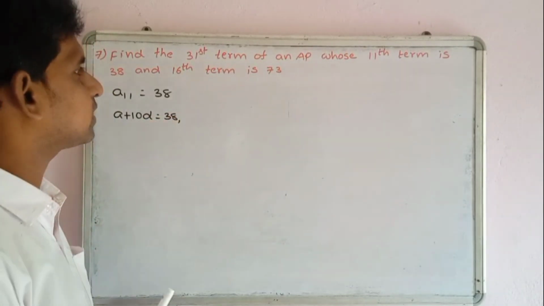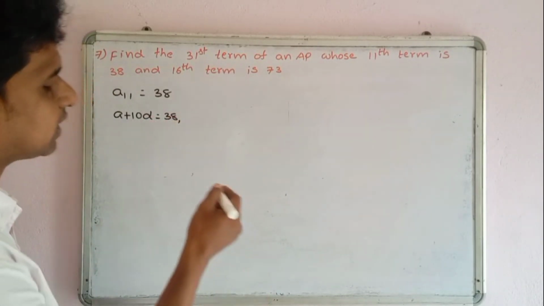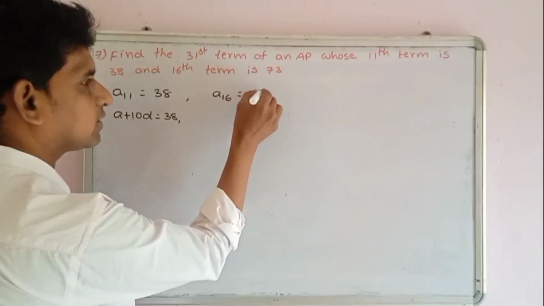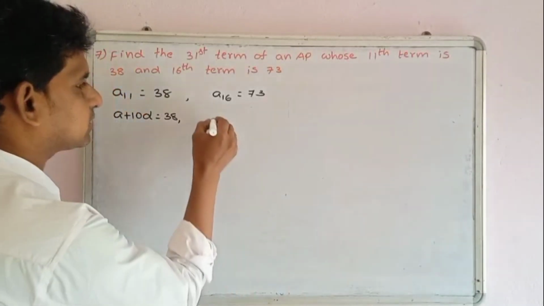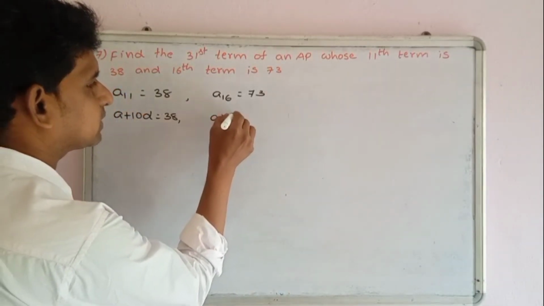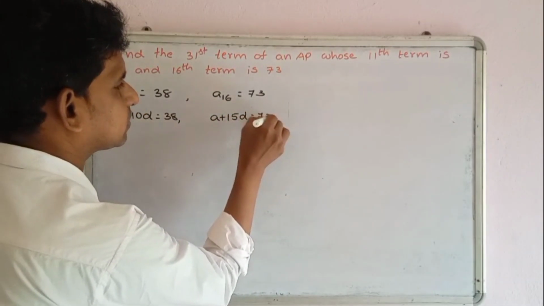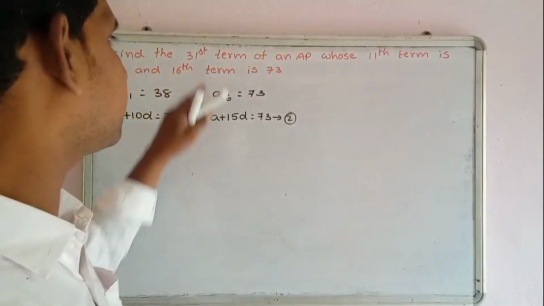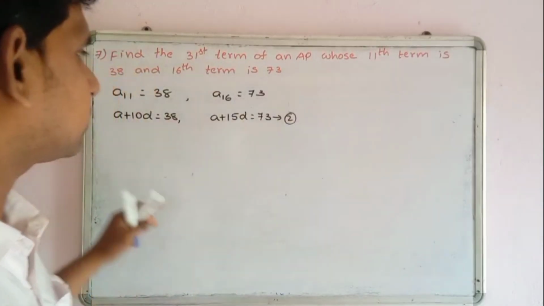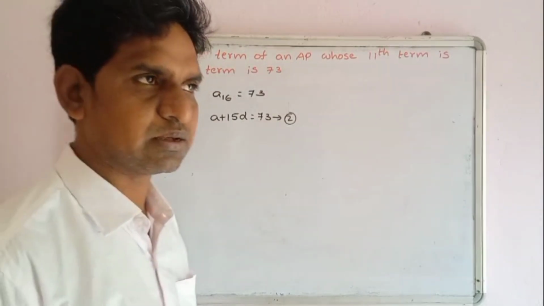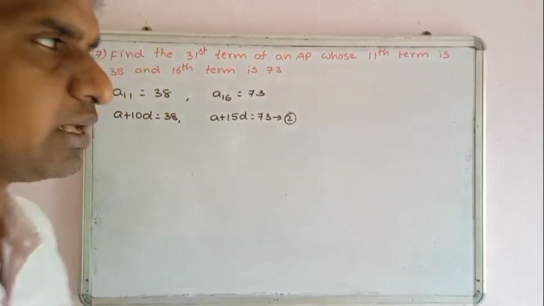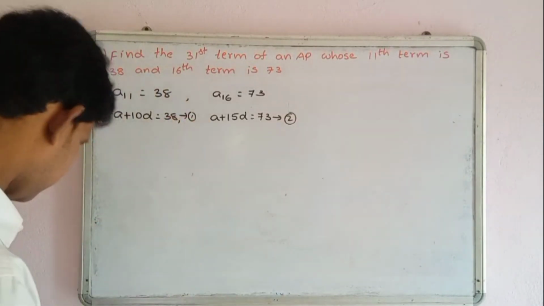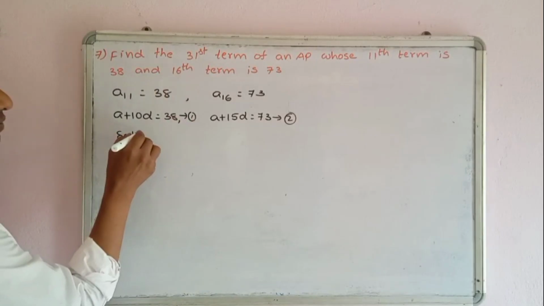And one more term is there. The 16th term is 73. So A16 equals 73. A16 means A plus 15D equals 73. Say it is 2. Okay. Now we will find the value of the 31st term. So the 31st term is A plus 30D. We want A and D also. Using these two, find A and D. Solve 1 and 2.